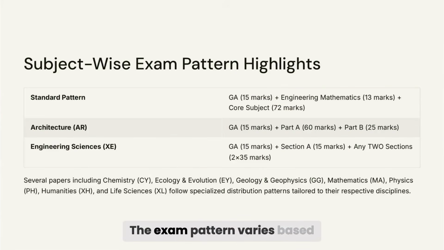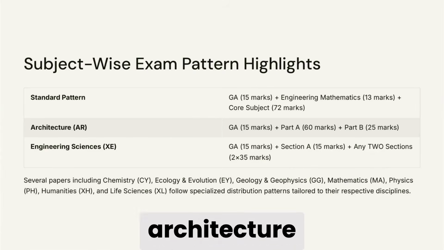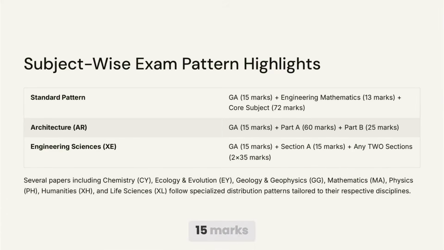The exam pattern varies based on the subject paper you choose. For example, Architecture AR, General Aptitude 15 marks, plus Part A 60 marks, plus Part B 25 marks. Engineering Sciences XE, General Aptitude 15 marks, plus Section A 15 marks, plus any 2 of the remaining sections, 2 into 35 marks. Other subjects like chemistry, mathematics, and physics have their own tailored distribution patterns. Make sure to review the specific pattern for your chosen subject.